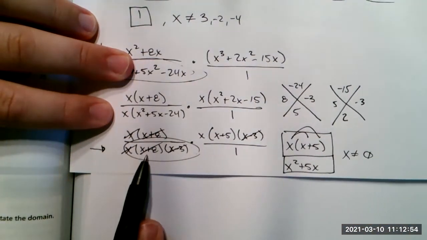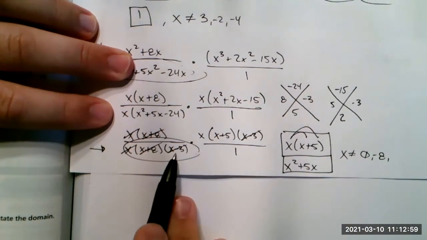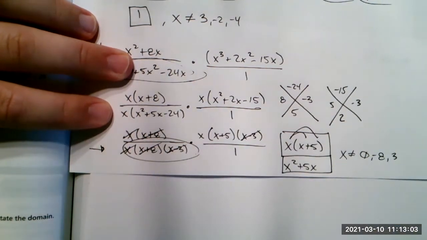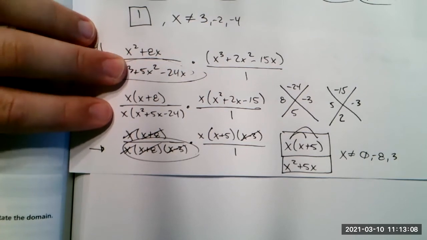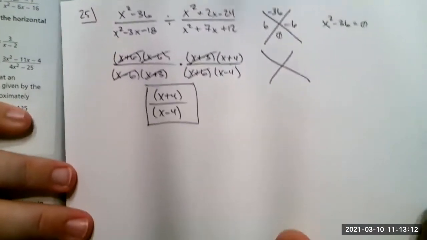If I set x plus 8 equal to 0 and solved it, that would be negative 8. If I set x minus 3 equal to 0 and solve it, that would be x equals positive 3. So I have to exclude those 3 numbers. Your denominator can never be 0.